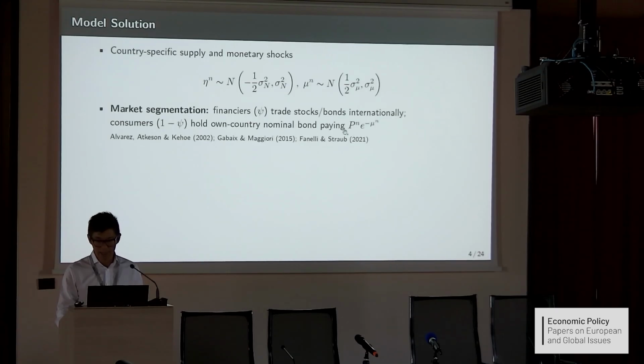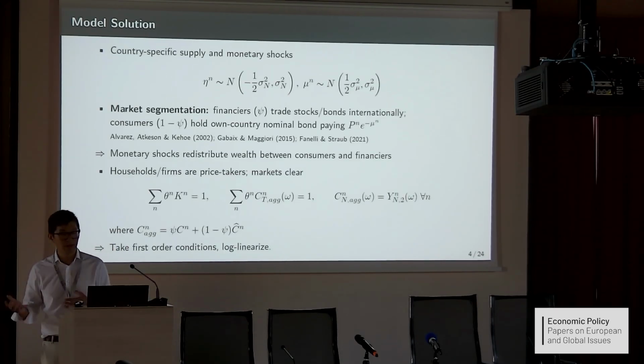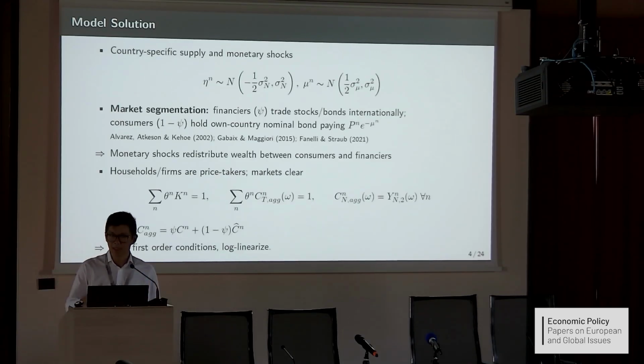They pay them a nominal bond, and the nominal bond payoff is PN times this monetary shock, mu. If you look at it closely, if mu is very low, which we interpret as a low inflationary state, then the nominal bond payoff in real terms will be large. What that means is that this monetary shock redistributes wealth between consumers and financiers, which is basically the same as having a demand shock. If the monetary shock is low, inflation is low, and the consumers get a large payoff and can consume more. They have higher demand.